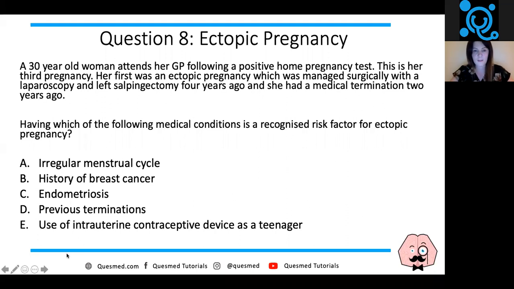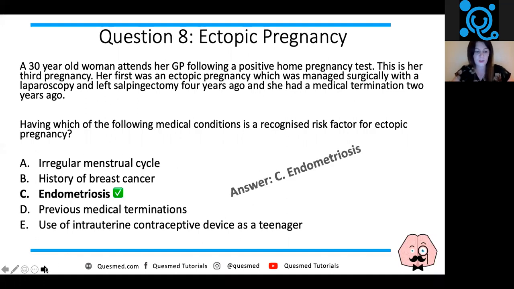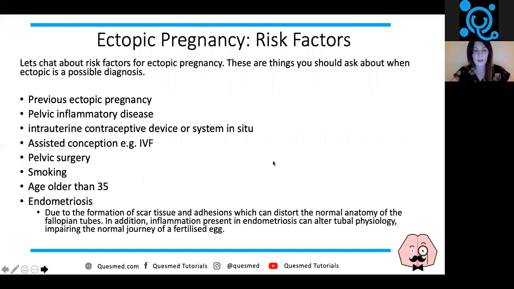Great, thank you for participating. Most of you got the correct answer there, which was C, endometriosis. So let's have a wee chat about risk factors for ectopic pregnancy. These are things that you've got to be careful to ask about when ectopic pregnancy is on the differential.